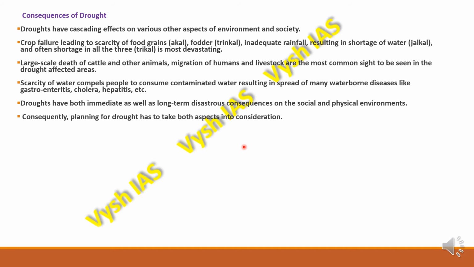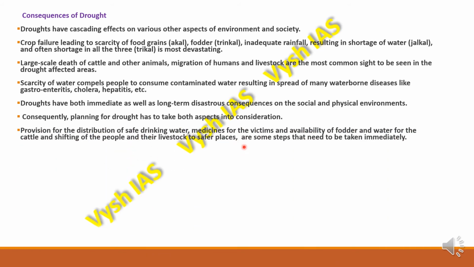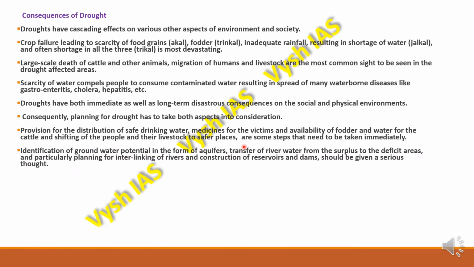The planning for drought has to take both aspects into consideration. That is, provision for distribution of safe drinking water, medicines for victims, availability of fodder and water for cattle, and shifting of people and their livestock to safer places. These are some of the steps that need to be taken immediately. Identification of groundwater potential in the form of aquifers, transfer of river water from the surplus to the deficit areas, and particularly planning for interlinking of rivers and construction of reservoirs and dams should be given serious thought.